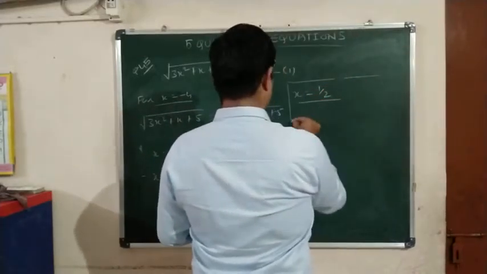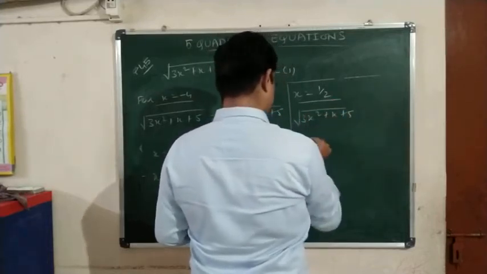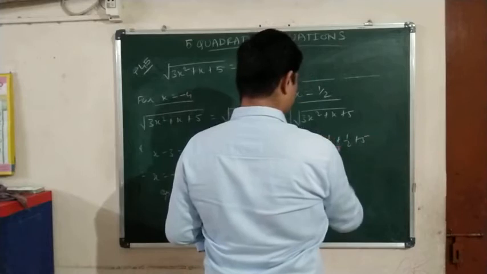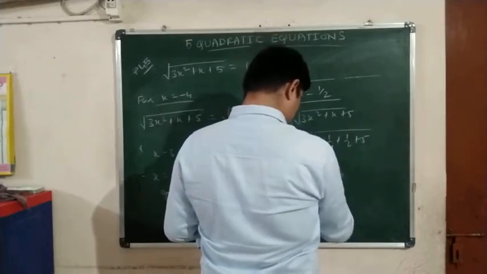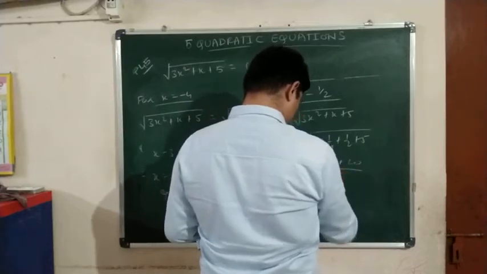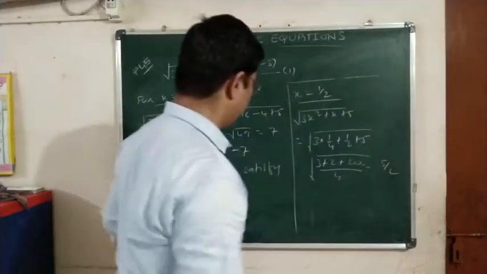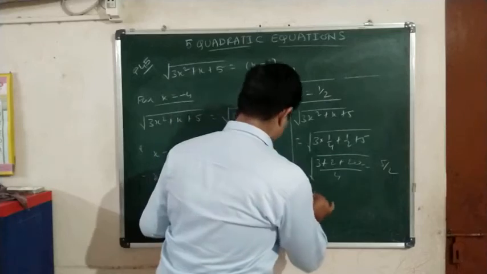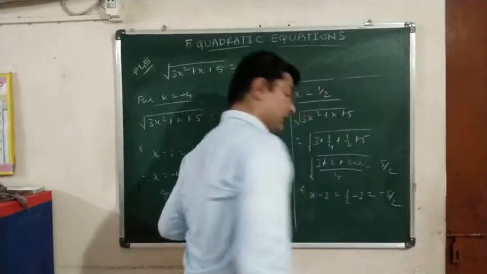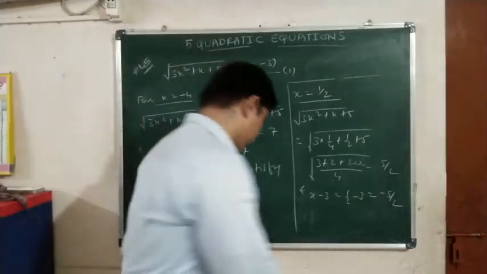Let us put 3x square plus x plus 5. 3 into 1 by 4 plus 1 by 2 plus 5. So 3 plus 2 plus 20 by 4, 5 by 2, yes or no? And x minus 3 is equal to minus 5 by 2 you will get. Clear? And therefore x is equal to 1 by 2 also does not satisfy the equation.